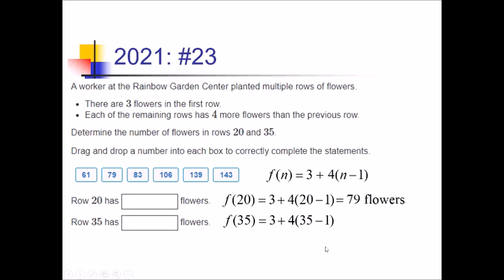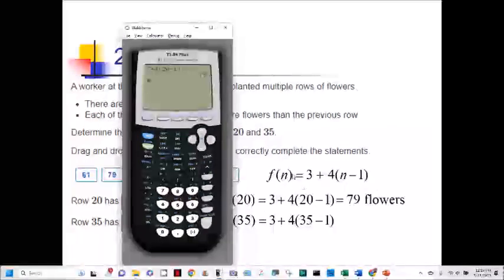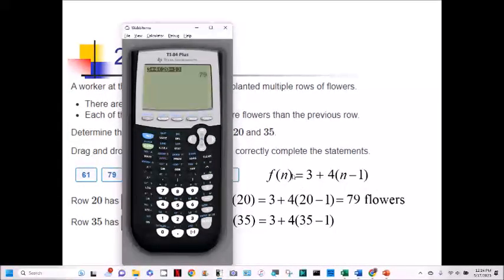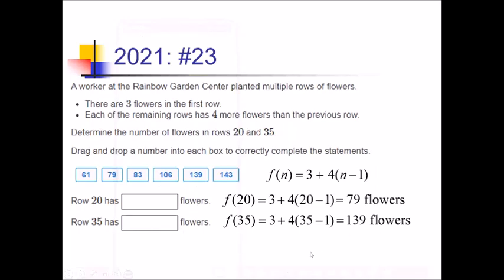And I'll go back to my calculator for that. Let me just go up here and use my previous input. You might have to re-enter everything on yours, but mine's a little fancy. We'll do 35 instead of 20. Literally, that's all I'm changing. And now that all comes out to 139 flowers in the 35th row. That's a whole lot of flowers.